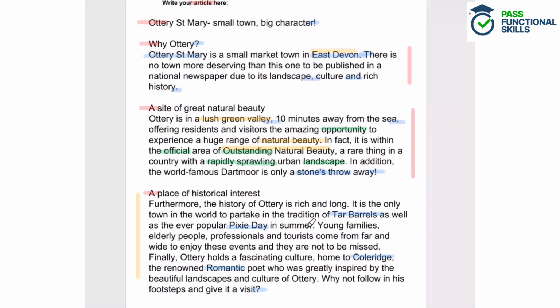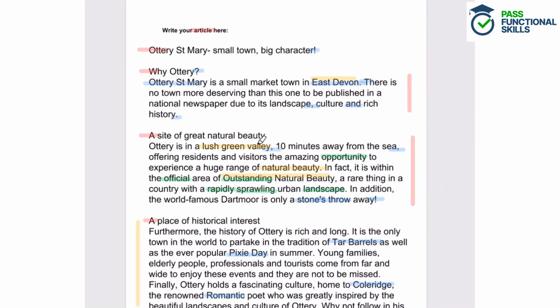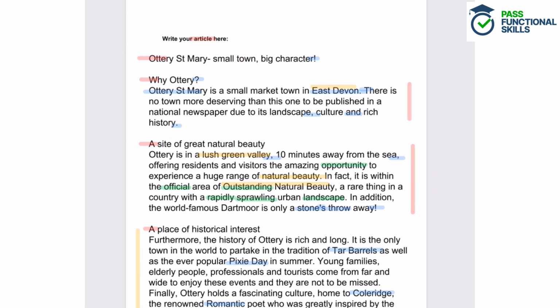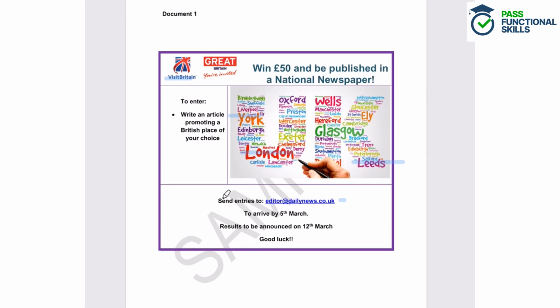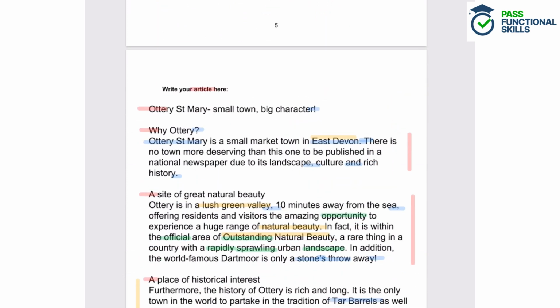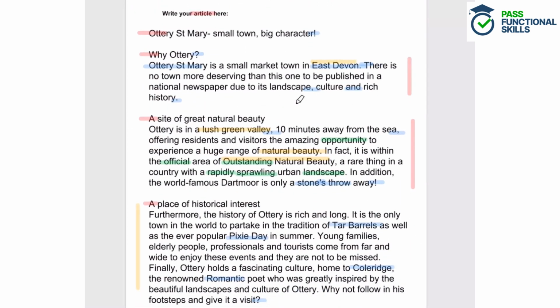What we don't have here that could be included for an article is the author's name. We could also write this in an email format. So because we were given an email address to send the entries to, it could be helpful to include that and send the article as an email. So for that we would need the address that we're sending to, the address that we're sending from, and then a subject line, which would give a brief indication of what the email is going to be about. So for example, article for competition.